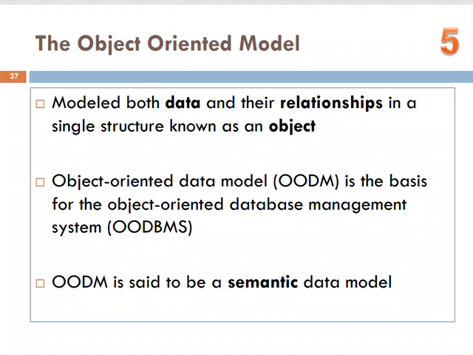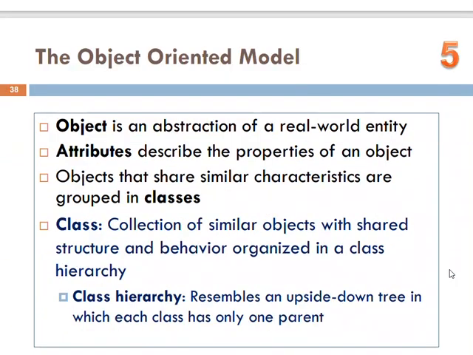Okay, semantik tu maksudnya data model tu sendiri sudah pun menerangkan apa sahaja elemen di dalamnya. Okay, itu maksudnya semantik data model. So kita tengok. Okay. So object is an abstraction of a real world entity. Attributes describe the properties of an object. So sama macam ERD juga. Attributes as the properties of object.